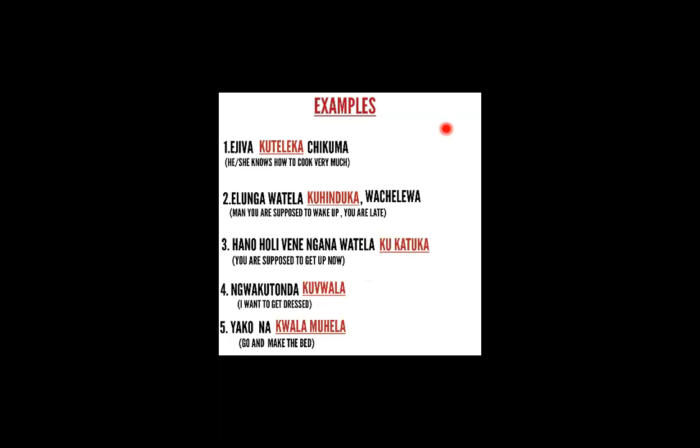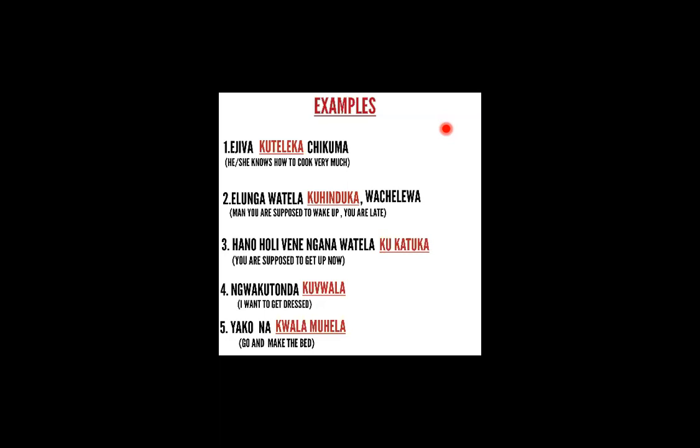Okay, so example number 1 says ejiva kuteleka chikuma. He or she knows how to cook very much. Okay, he or she knows how to cook very much. Ejiva kuteleka chikuma. Okay, so if you want to put it in a negative form, you say kejiva, so the ejiva changes to kejiva. Kejiva kutelekako, and it ends there. Kejiva kutelekako. He or she does not know how to cook. That is kejiva kutelekako. All right.